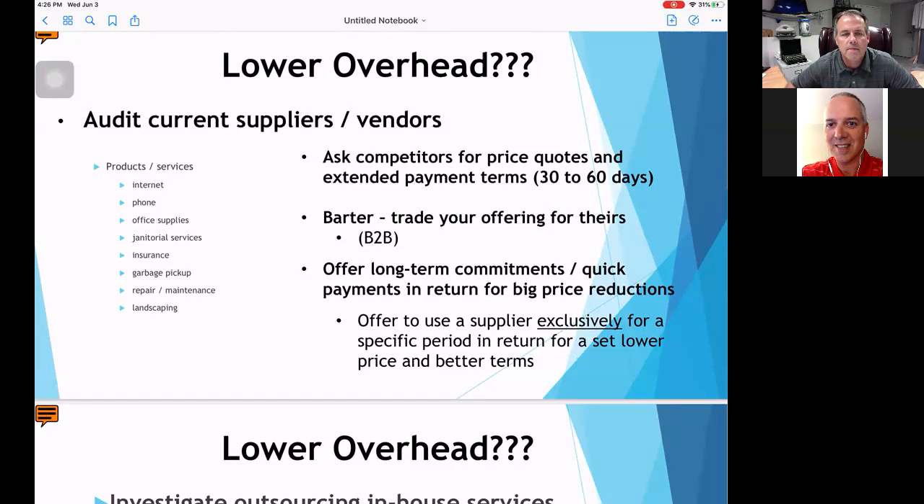So we talked about this a little bit earlier. Audit your current suppliers and your vendors. Ask for competitive quotes. Even if you're not going to leave your guy, at least ask for better terms, maybe 30 days to 60 days payment terms. At least keep them honest with the pricing, right?